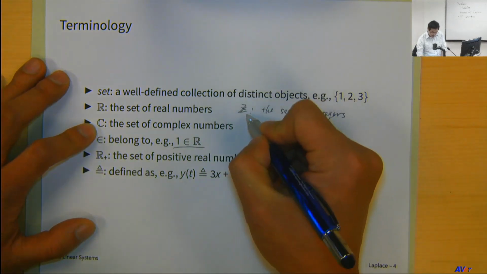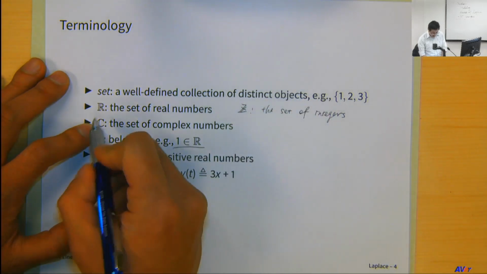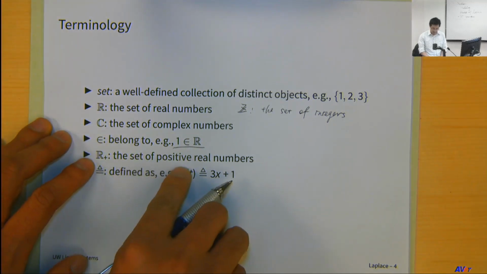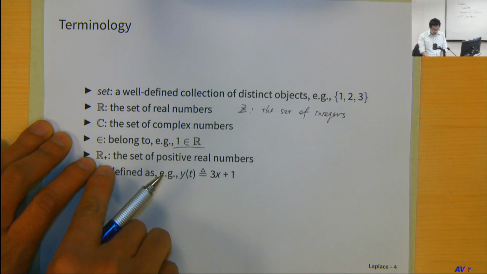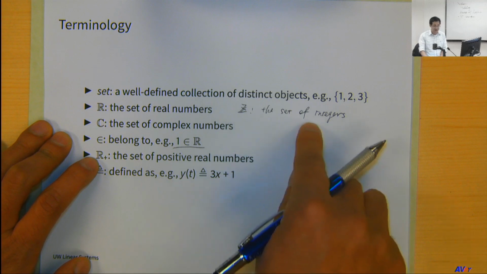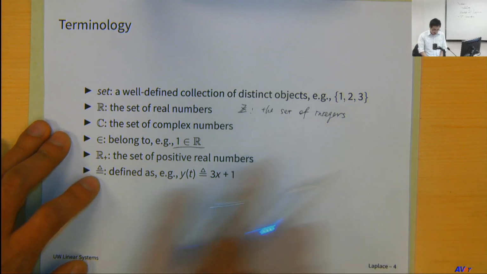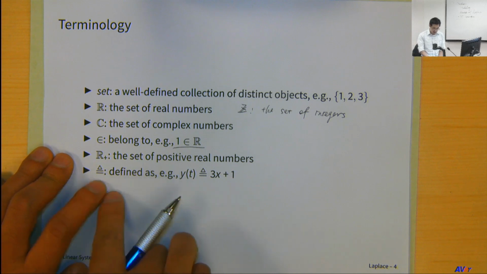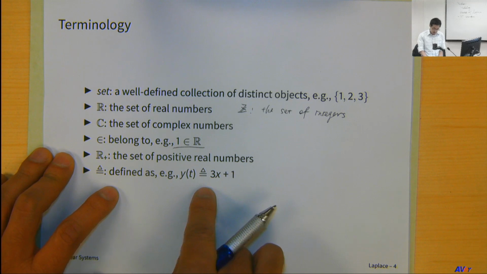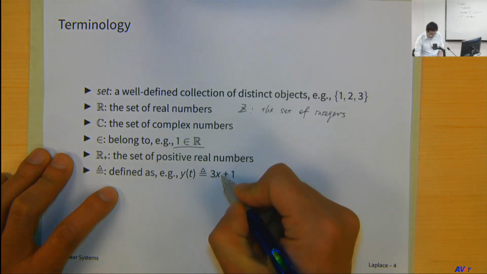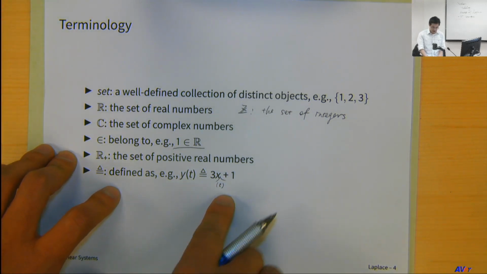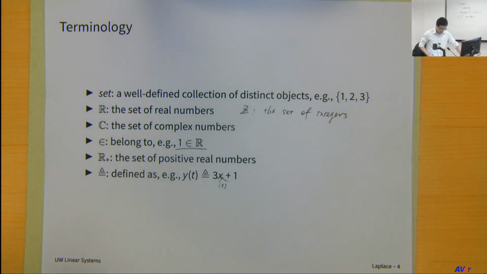We use a little plus sign at the right border of the set to denote this is a set of positive numbers. So R plus is the set of positive real numbers. C plus is the set of positive integers. And then a triangle equals sign says defined as. So if I say y of t is defined as 3x plus 1, t is a function of time, then y is defined to be 3 times x. All right.